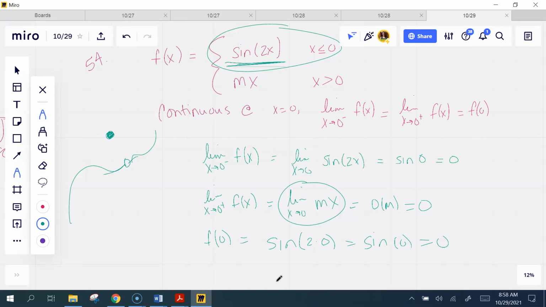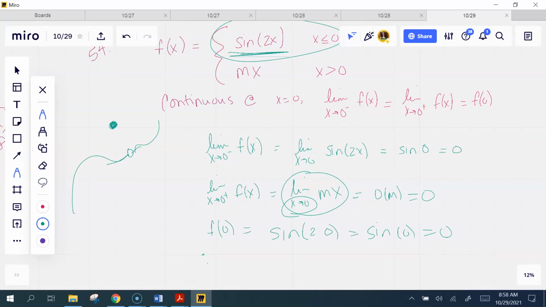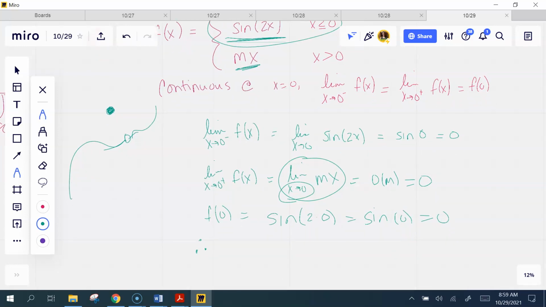Because it's mx, look at the equation. I'm approaching 0, so I subbed in. And so that just tells me which equation to use. This is telling me to come in from the right side. Coming in from the right side, I'm going to use this equation. This is greater than 0. Therefore, f of x is continuous at x equals 0.